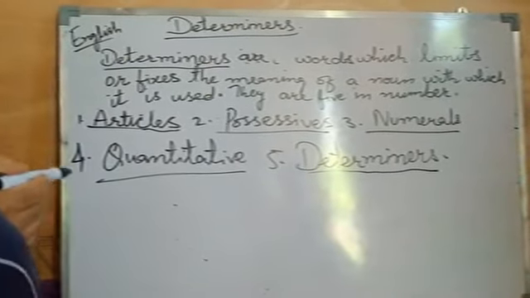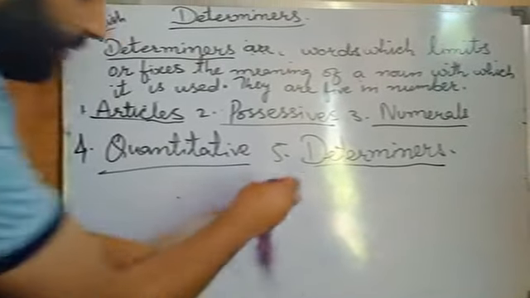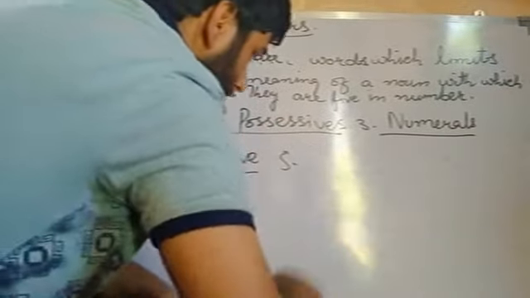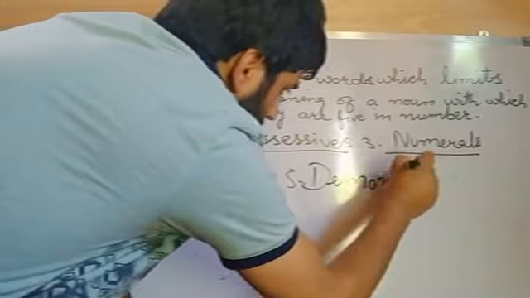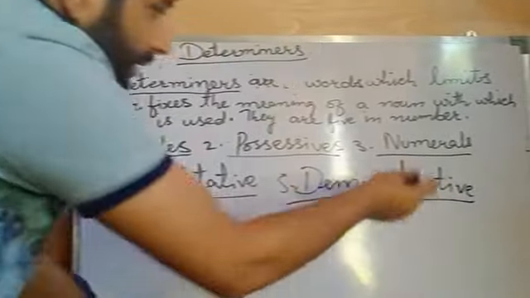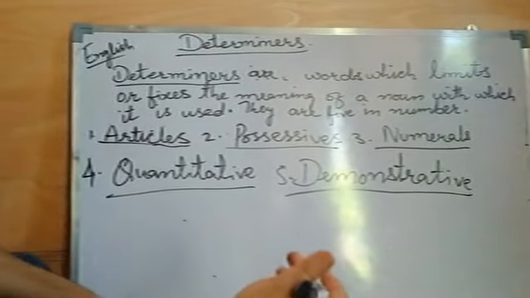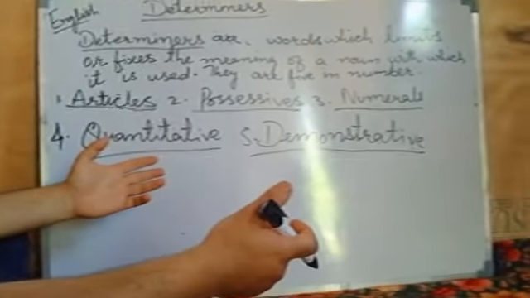And the last one is demonstratives. What are demonstratives? They demonstrate, denote, show, and point out the object. For example, this, that, those, these.